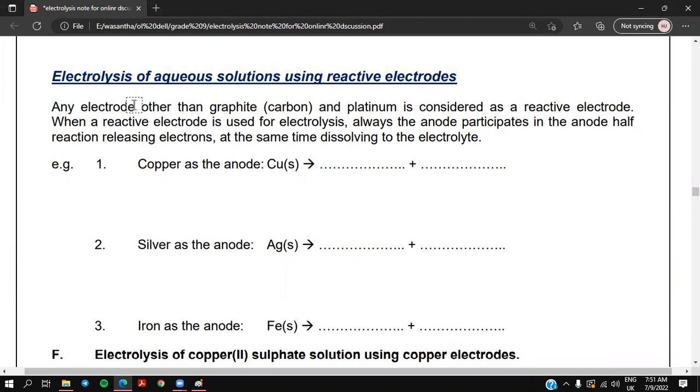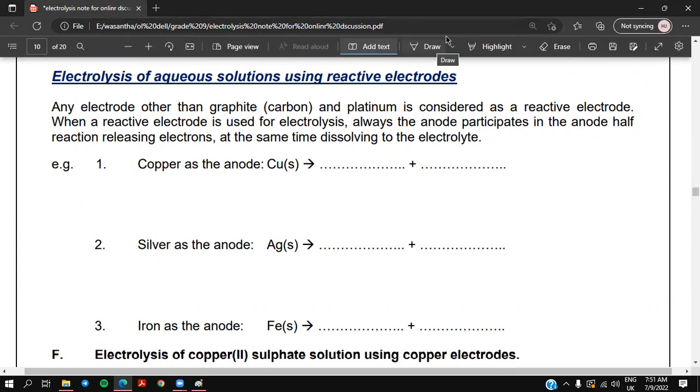Any electrode other than graphite, you can say carbon electrodes as well. Any electrode other than graphite, you must remember this, graphite and platinum, any electrode other than graphite and platinum is considered as a reactive electrode.